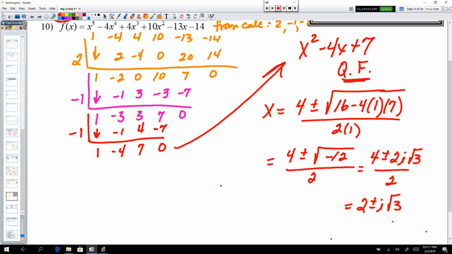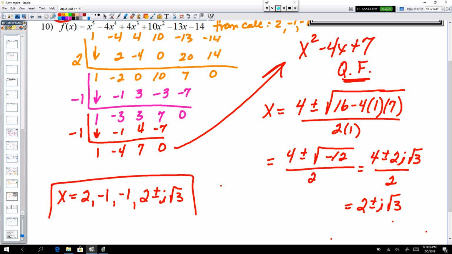So, what are all 5 of the solutions of this quintic? 5 answers are x equals 2, -1. You could indicate in parentheses -1 as a double root. I'm just going to write it again. -1 and 2 plus and minus i times the square root of 3. Those are our last two. 2 plus i square root of 3 and 2 minus i square root of 3. Those are my 5 solutions to this quintic.